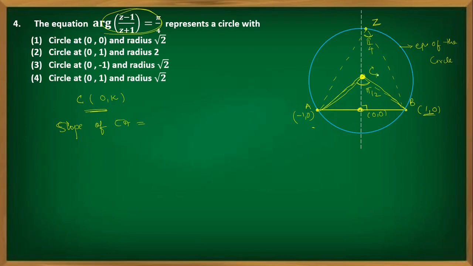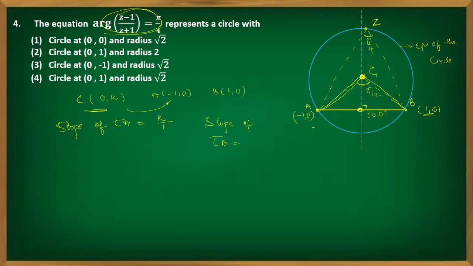Okay, using a coordinate geometry concept, what is the slope of CA? Here we have A as (-1, 0) and B as (1, 0), right? So what is the slope of CA now? It is (y2 minus y1) over (x2 minus x1), that is (k minus 0) by (0 plus 1), which is k. Now tell me, what is the slope of CB?